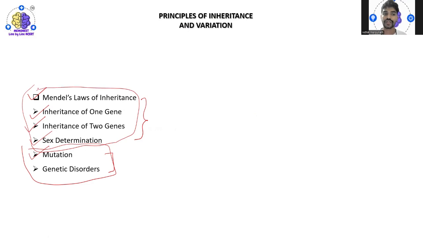The chapter is Principle of Inheritance and Variations. In this chapter, we will cover Mendel's law of inheritance, inheritance of one gene, inheritance of two genes, and sex determination. Mutation and genetic disorders are a separate concept, which I'll try to complete in another video, because questions are asked more from these parts, so we will concentrate on and complete those parts separately.